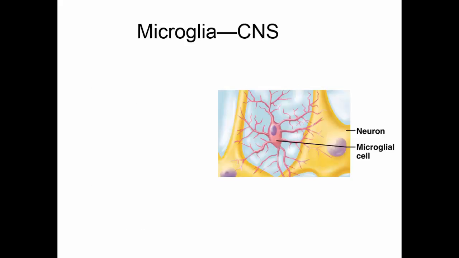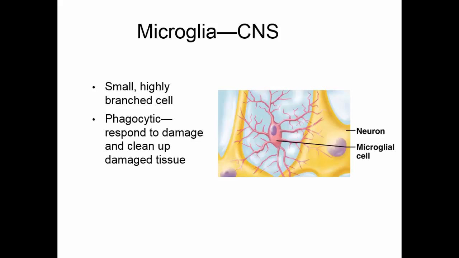The microglia are small, highly branched cells that are mobile. They move around the central nervous system and act as phagocytes. They respond to damage and clean up damaged tissues. This is sort of the internal immune system of the central nervous system.